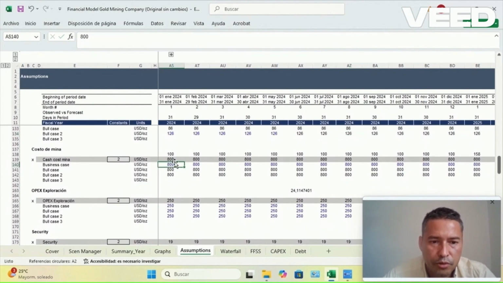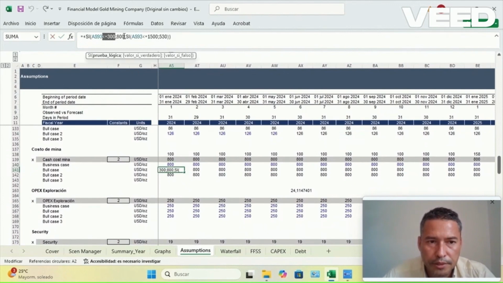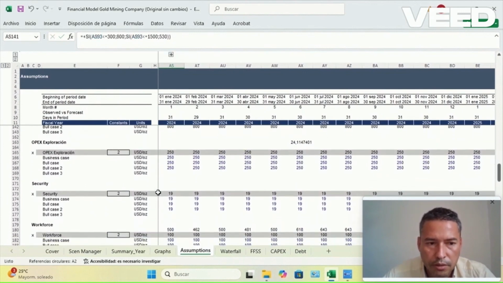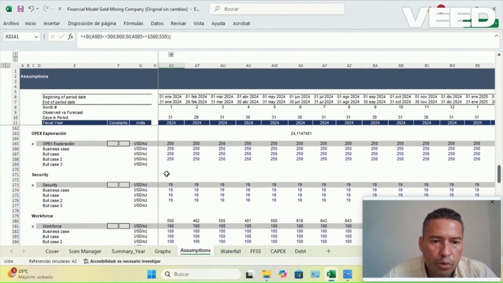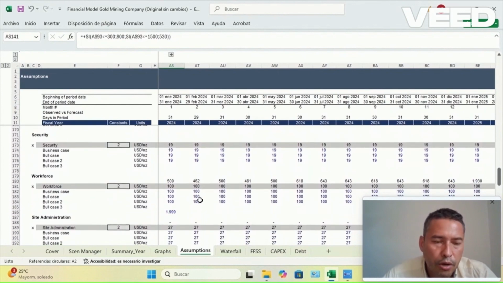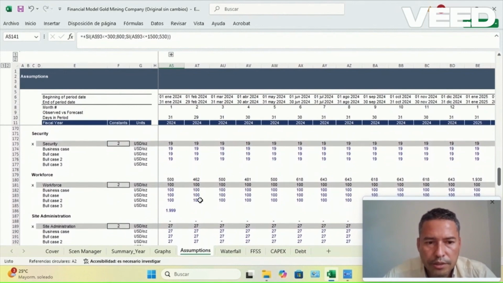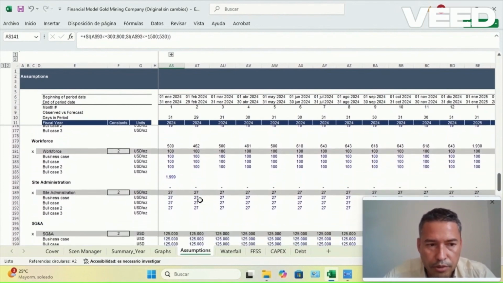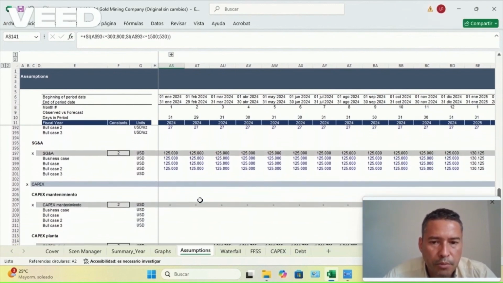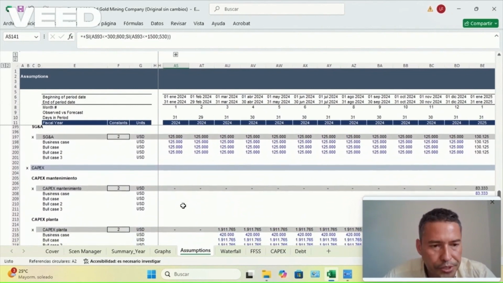For example, for the mine, you can also have some variables like what about if you produce less than 300 tons per day? Then you will have a mining cash cost of $800. You can change it if you want based on the cost on your area or your country. OPEX, exploration, diamond drilling, some others, security, you can add this information. All of them are based on ounce, US dollars per ounce, and based on the production. Workforce, site administration, and some other environmental issues.